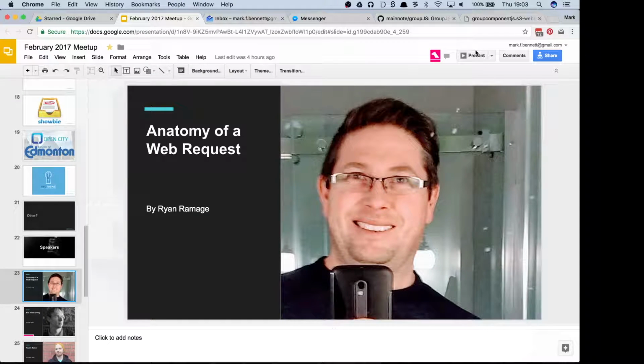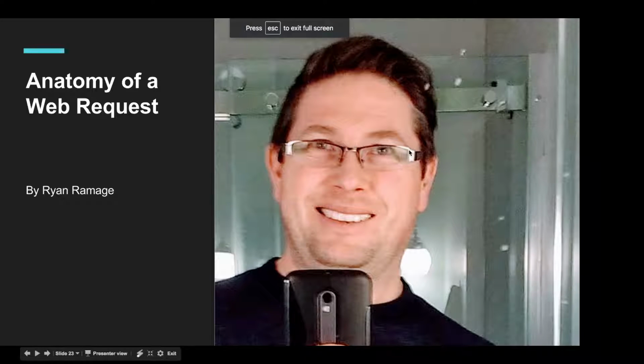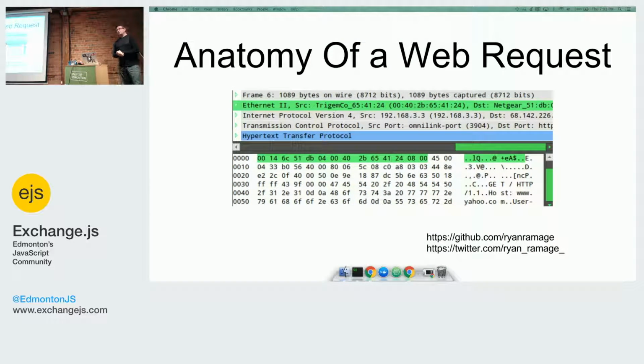So I'm Ryan, and I'm kind of in the beginner track. I asked my coworkers who were getting new to Node and stuff like this about what I should talk about. And they were like, what happens when I ask for stuff on the internet? What actually goes on? So I had this idea, an anatomy of a web request.